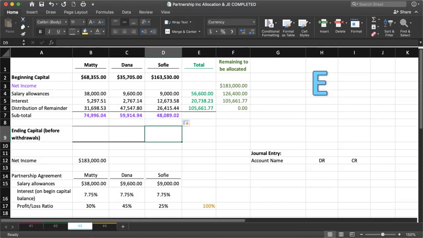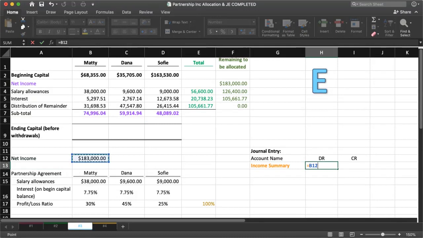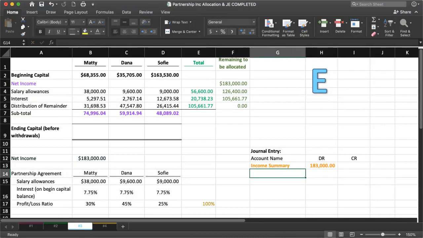All right, so with this information, we can prepare the journal entry to allocate the income to the partners. Again, the net income was $183,000. That will be in the income summary account, and that is the amount that we are going to debit, or reduce the income summary account by. All righty. Then we're going to now allocate to each partner.